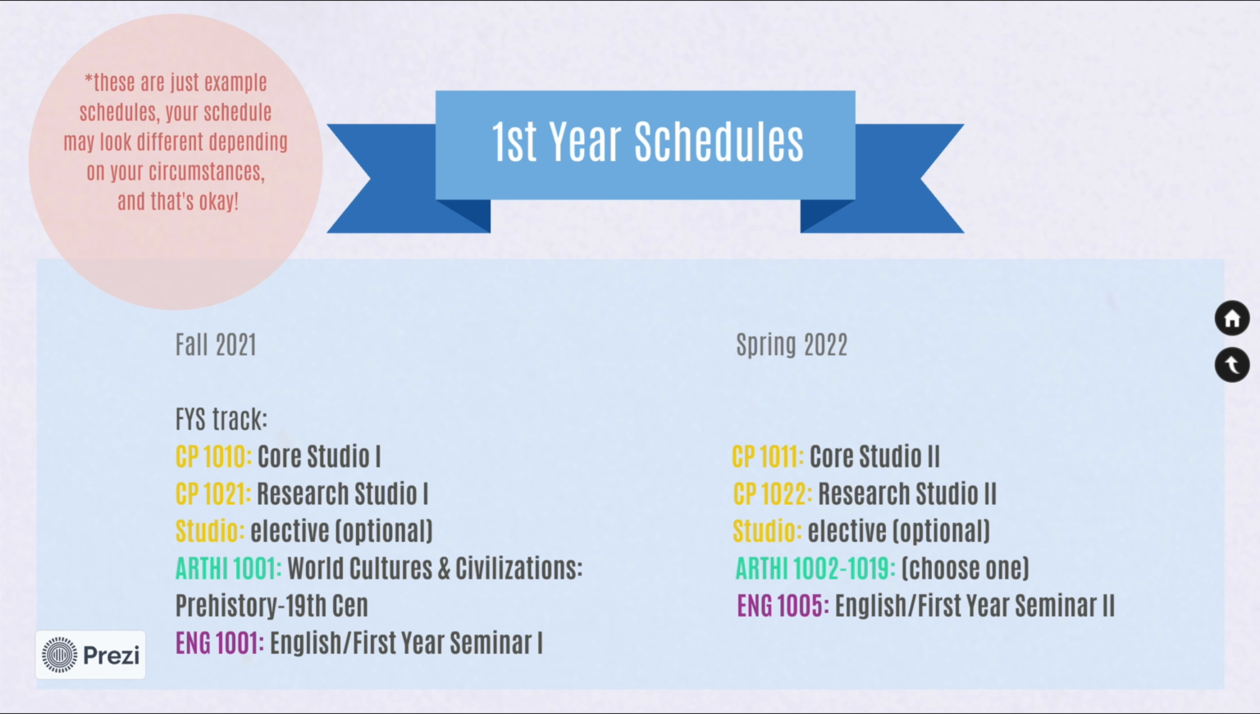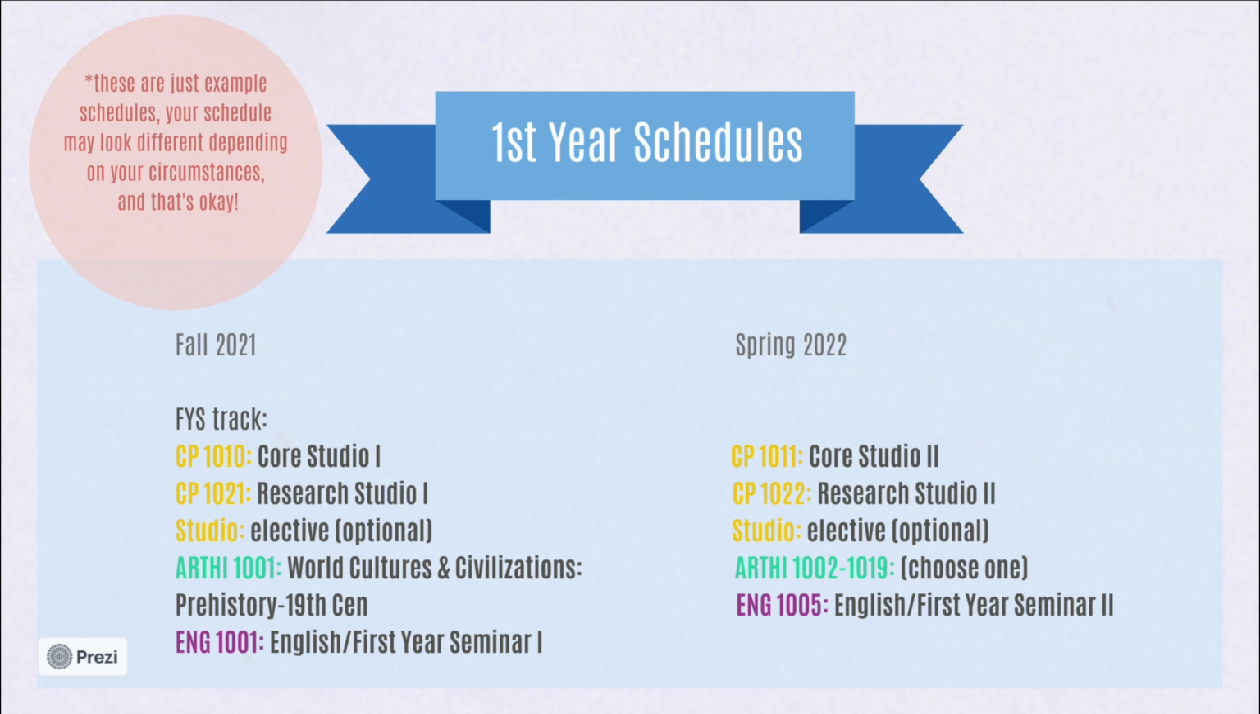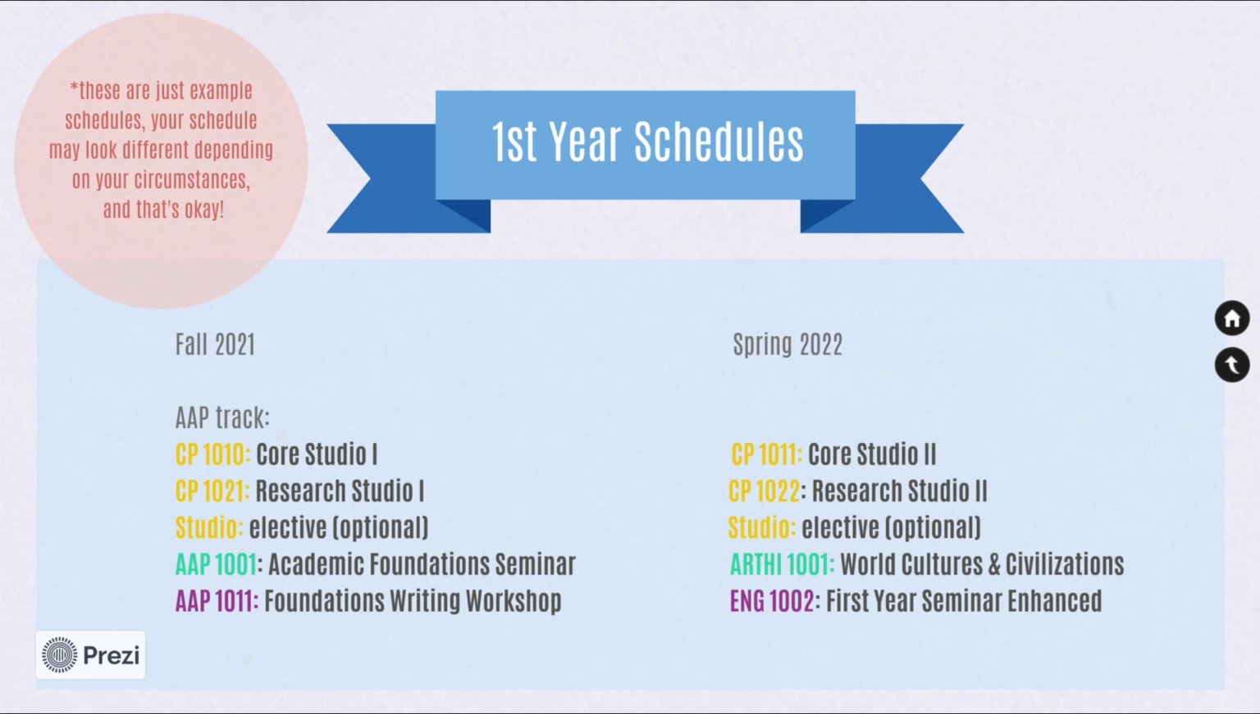Here's an example of a student in the first year seminar track who was placed in Art History 1001 and English 1001 this term and will be required to enroll in another Art History 1000 level class and English 1005 for the next semester. This is an example of a student in the Academic Access Program, or AAP track. They were placed in AAP 1001 and 1011 this term and will enroll in Art History 1001 and English 1002 next term.